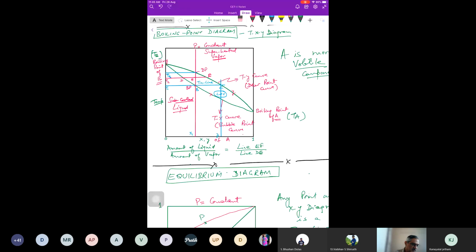So if you look at this y-axis, this is the boiling point of A, which is less than the boiling point of B, right? So A is the more volatile component. Now if you plot temperature versus x and y, we get two curves. One is the temperature and y curve, with y on the x-axis. Our other curve is Tx, which is temperature on the y-axis and x on the x-axis.